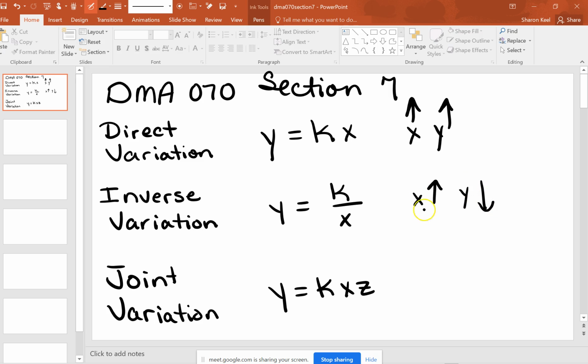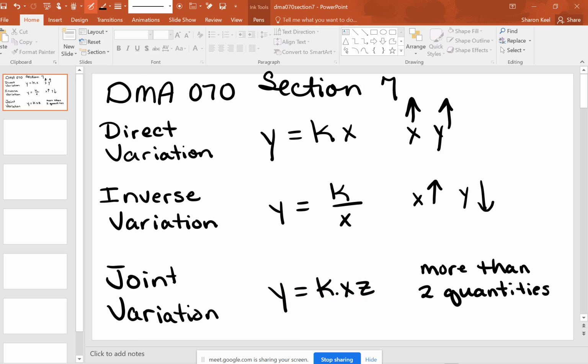This would be a situation like driving a car. If the number of miles increases as you drive the car, y, if that were the amount of gas in the tank, that would decrease. So as one goes up, the other will go down. That's your inverse. Your joint variation is when you have more than two quantities that you're working with. So in this case, it could be like rate, distance, and time. It could be a combination of three different things at once.